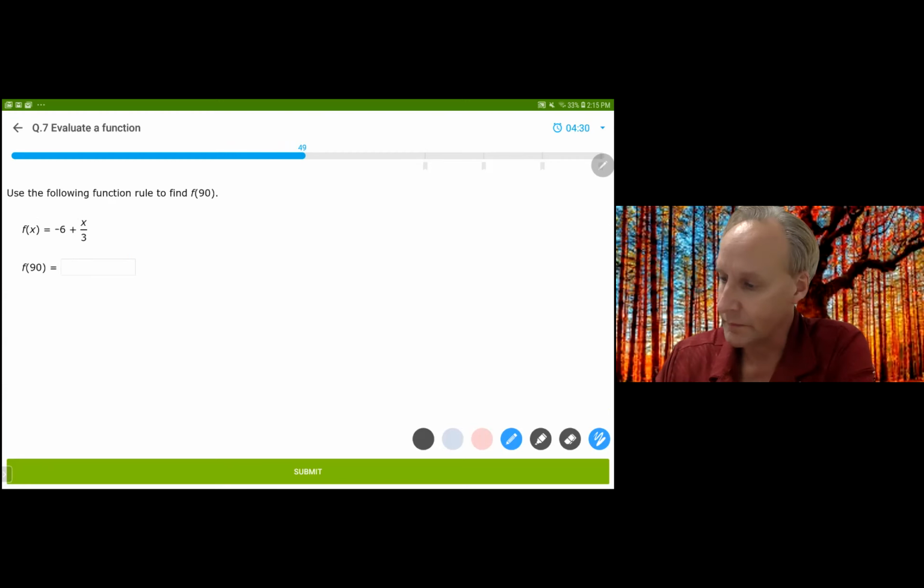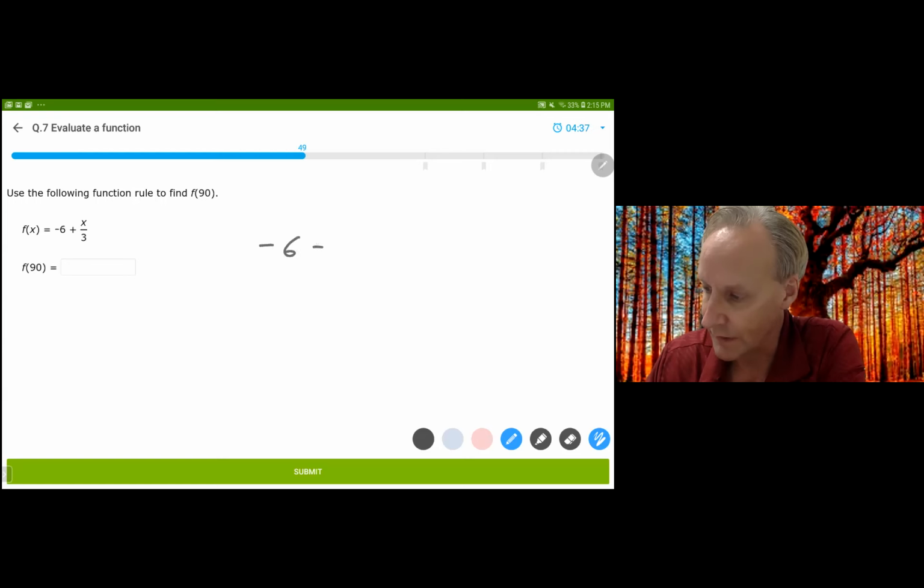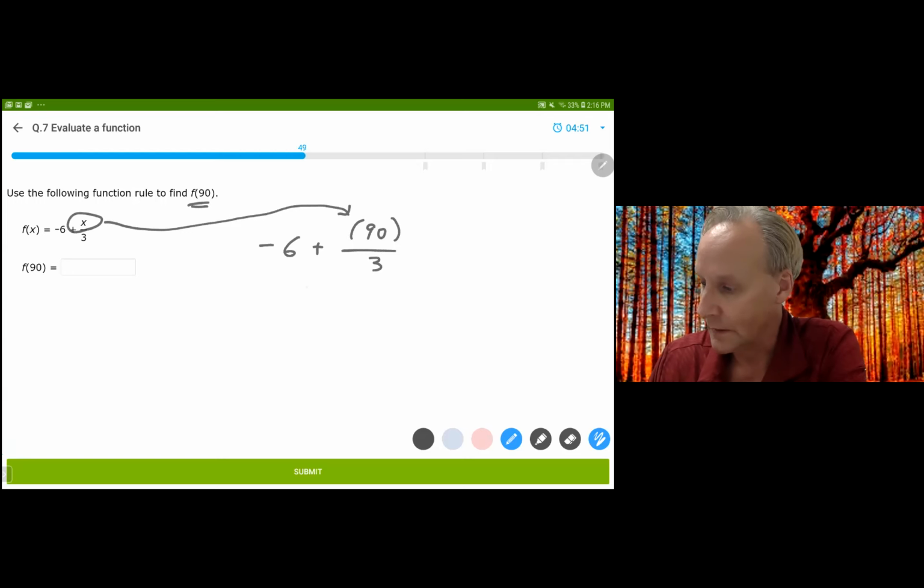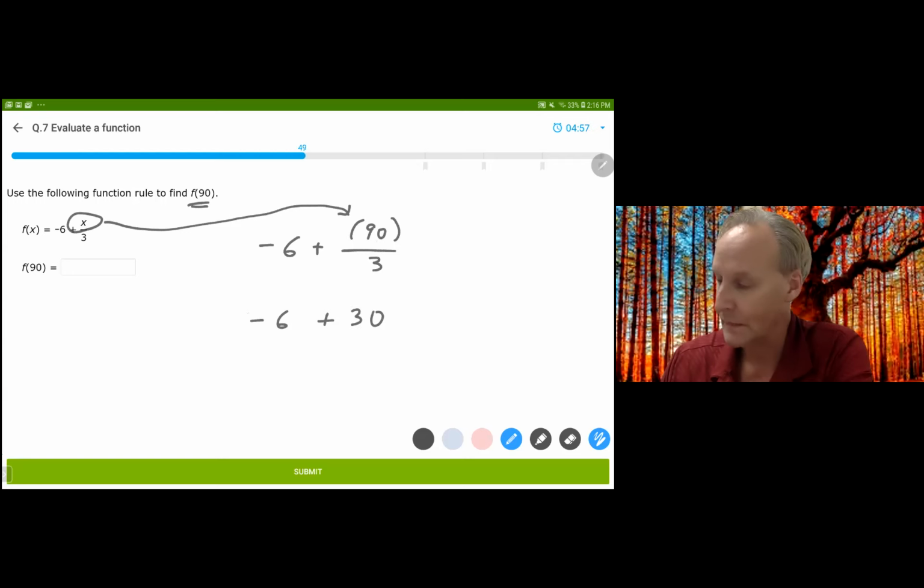Okay, for whatever reason, my students tended to panic because they see this fraction. Don't worry, x is 90. I'm going to put the 90 instead of the x. Notice this x is that 90 right there, just like they told me. And that is negative 6 plus 30. 90 divided by 3 is 30, and that's going to be 24.